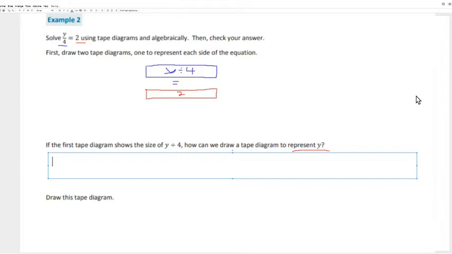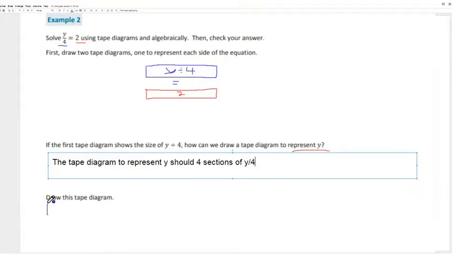All right. So it says, the tape diagram represent y should be 4 sections of y divided by 4. Since this is y divided by 4, we need 4 of these to represent all of y. So let's go ahead and draw that tape diagram out.